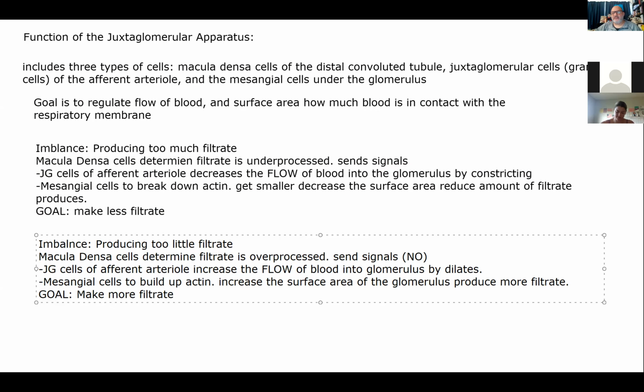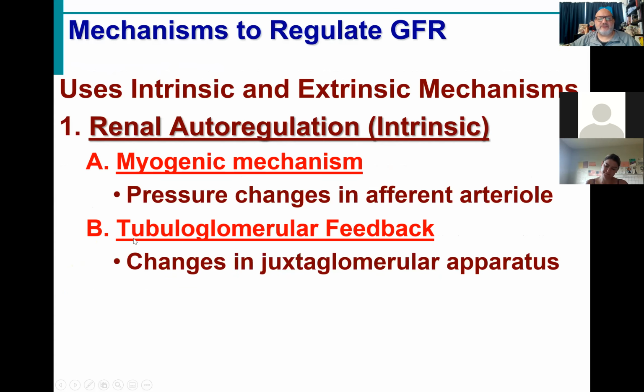Right, exactly, because it's in the name. It tells you everything about it. It's between the tubes, primarily the distal convoluted tubule, where we have the macula densa cells, and the glomerulus, which is basically right where the filtration takes place.